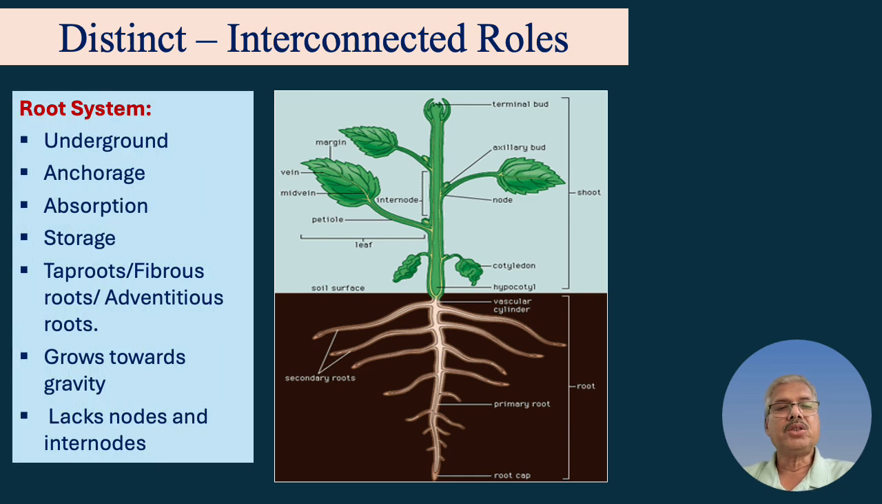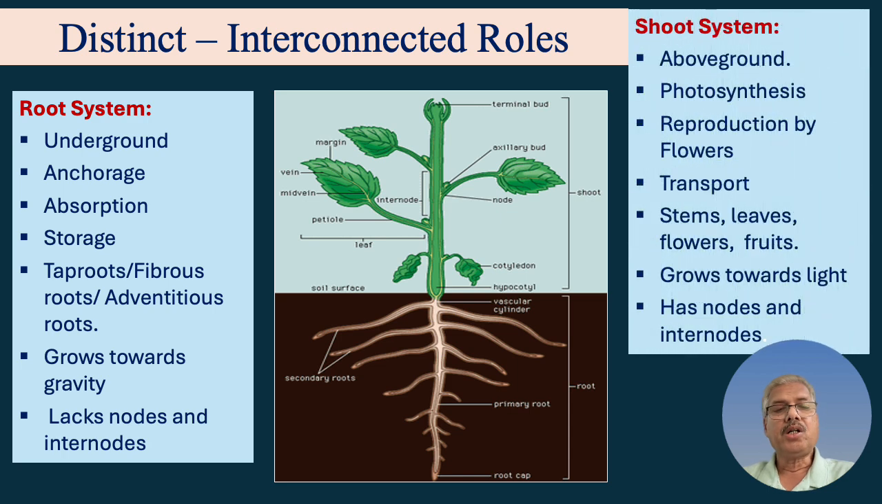The primary functions include anchorage, absorption, and storage. The components are the tap roots, fibrous roots, and the adventitious roots. It grows downward exhibiting positive geotropism, and generally they are non-green, lacking nodes and internodes.